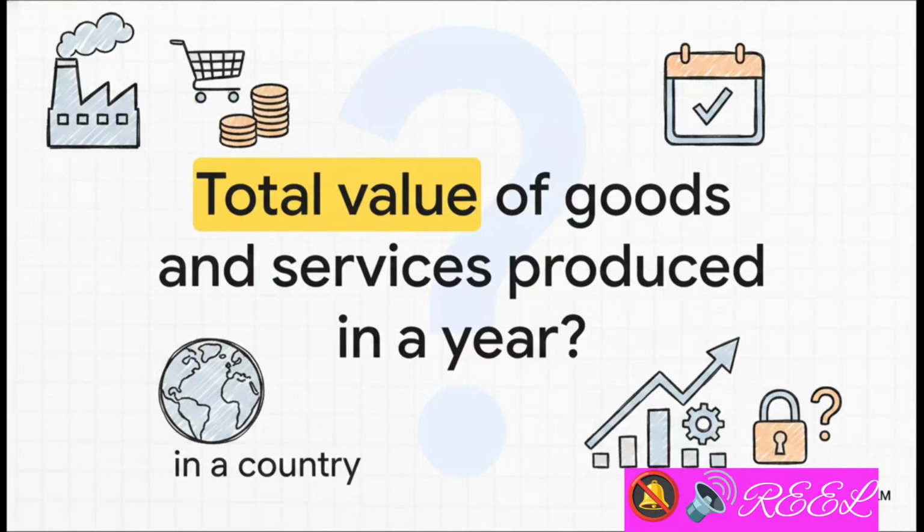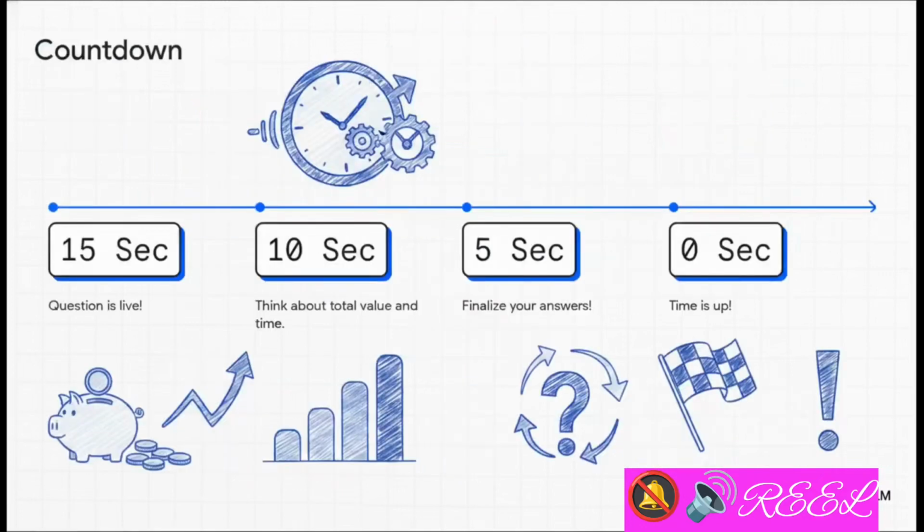What is the total value of all goods and services produced in a country during 1 year? Got an idea? Get ready to lock it in. All right, 15 seconds on the clock. The timer is ticking. Think about total value and think about a single year of production. We're down to 10 seconds. Is it a measure of growth? A measure of wealth? 5 seconds left, so finalize those guesses, and time is up.